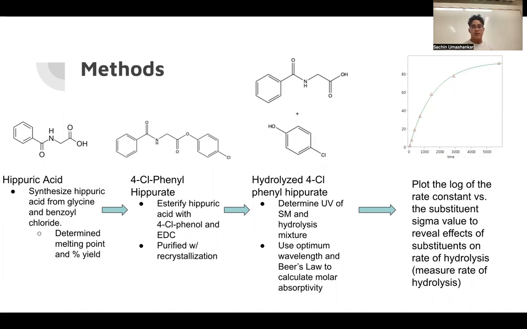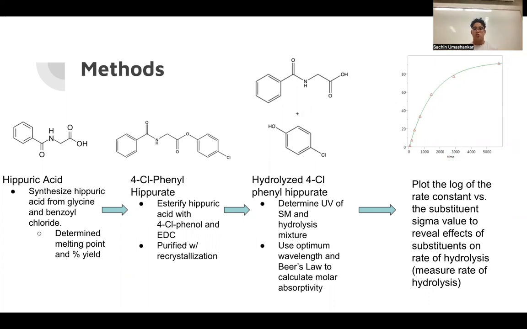Later, we hydrolyzed 4-Cl phenyl hippurate. In doing so, we determined the UV of both the starting material and the hydrolysis mixture, which can be seen above here. Then, using the optimum wavelength, which can be found by looking at the wavelengths between the starting material and the hydrolysis mixture and seeing what's different, we were able to use Beer's law to calculate molar absorptivity.